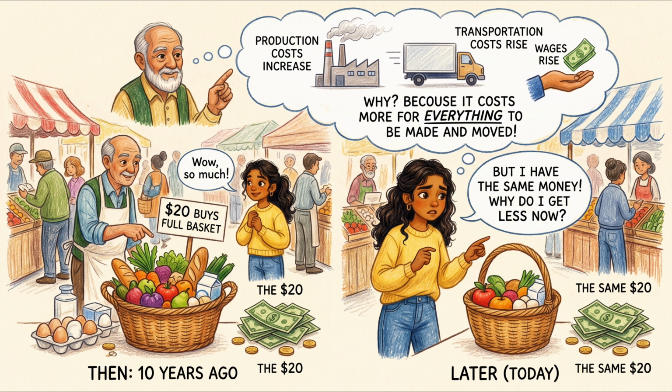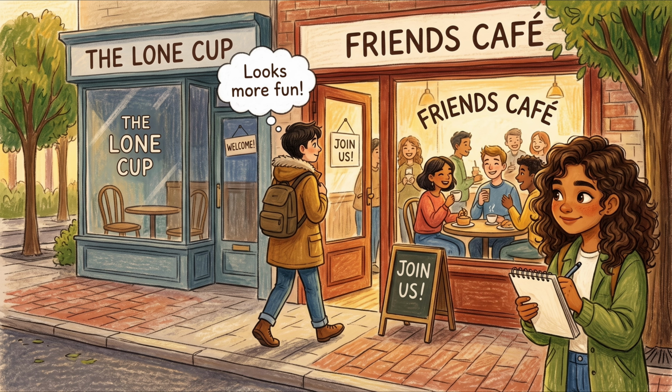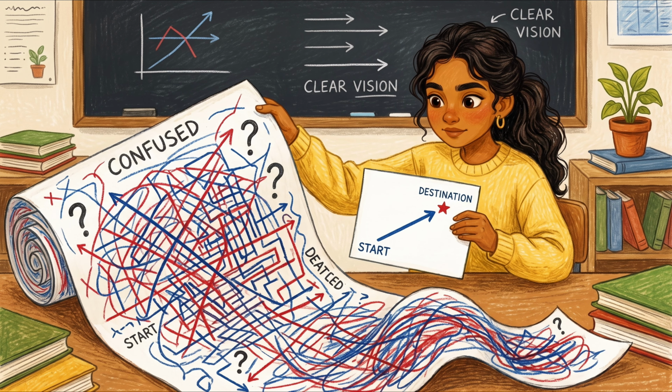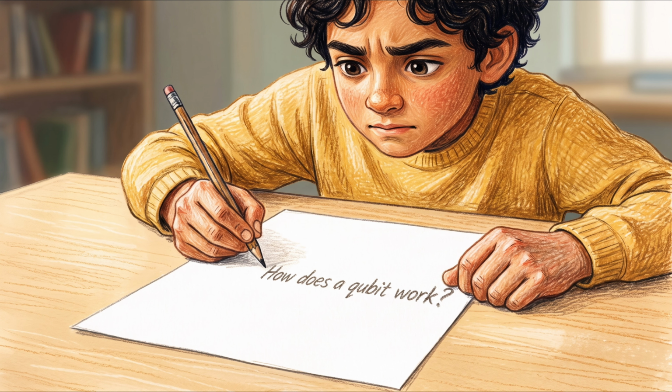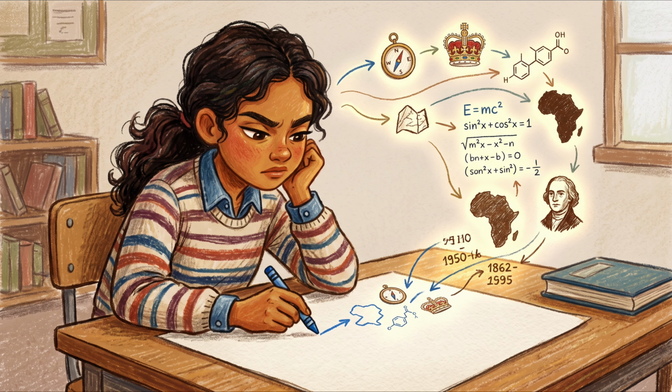For example, why does inflation reduce the value of money? How does a recommendation system choose videos? Why does social proof influence customers? What is the difference between revenue and profit? A smaller question gives your mind something clear to work with. Now write that question at the top of a blank page. Then close your book, close your browser, hide your notes, and write everything you know from memory.